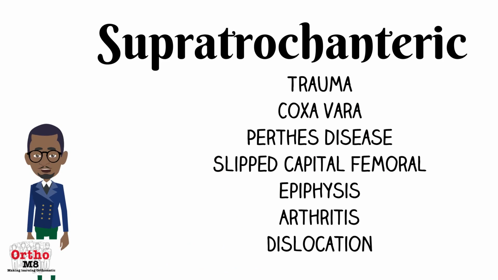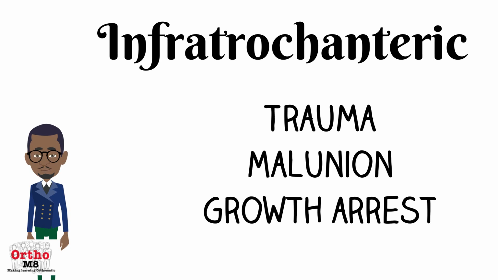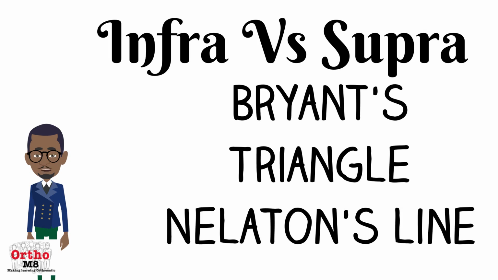Above the trochanter, the common causes include trauma, coxa vara, Perthes disease, slipped capital femoral epiphysis, osteoarthritis and dislocation. Below the trochanter, the causes include trauma, malunion and growth arrest. Bryant's triangle and Nélaton's line are often used to determine whether shortening is above or below the greater trochanter.